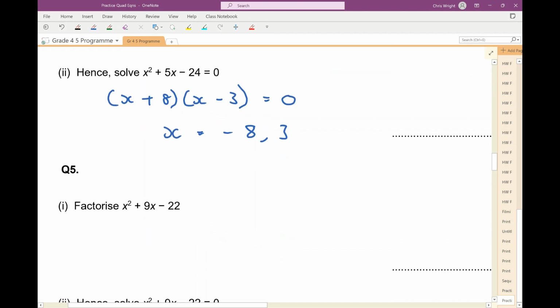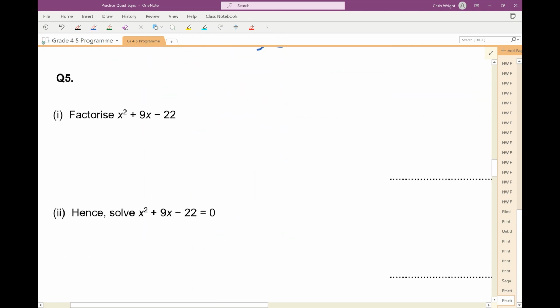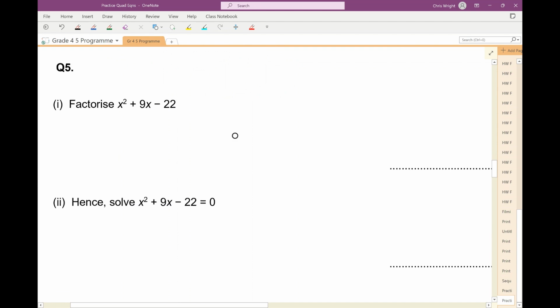Question 5. Again, I'm being asked to factorize. A lot of these questions are much the same. So I'm factorizing, so I'm going to have an x and an x. Multiply to a minus again, so plus and a minus.